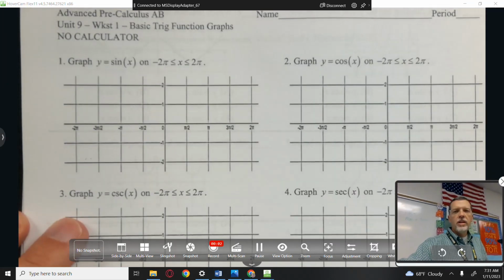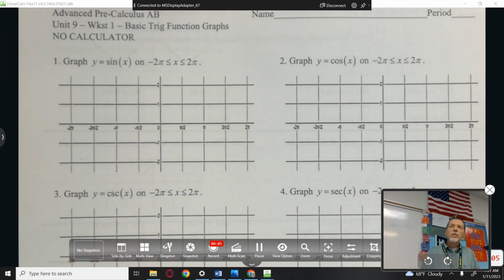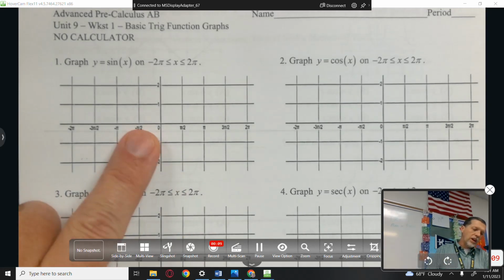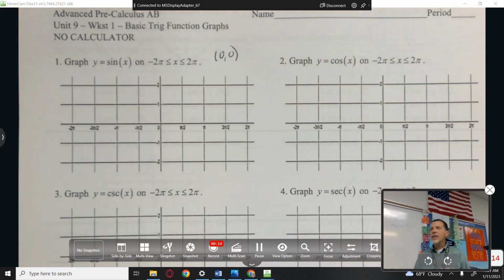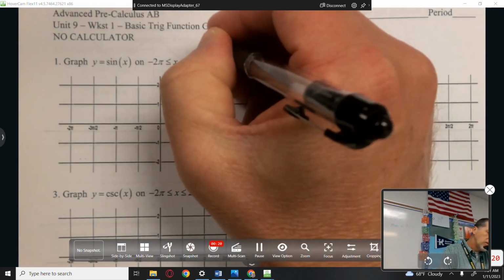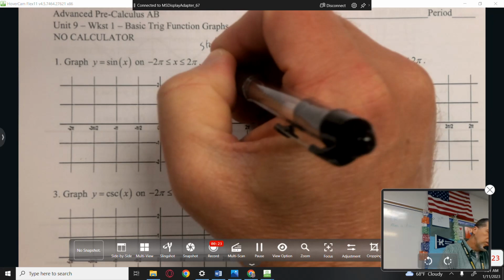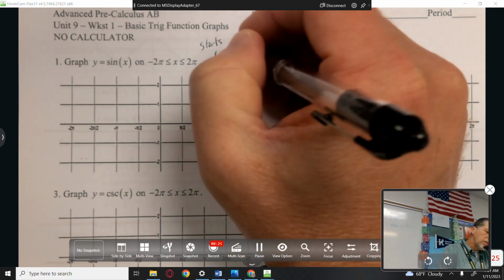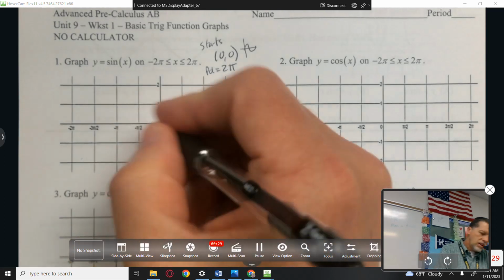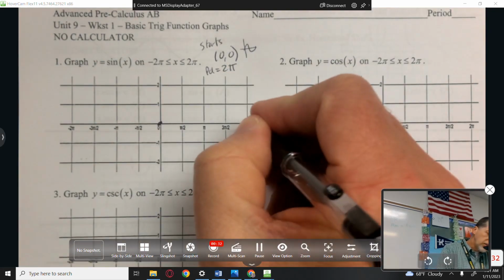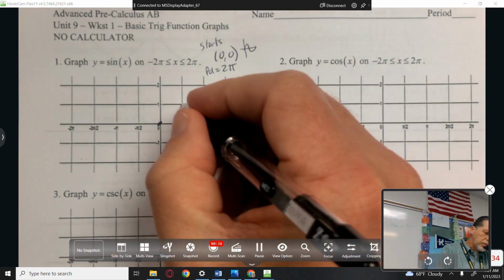Okay, so looking at number 1, again, all you're really doing is copying from the notes yesterday, but hopefully you get to the point where you could do this without looking at your notes. I know sine starts at 0, 0, right? Because the sine of 0 is 0. I don't want to go through the whole table of values, but at least I know it starts at 0, 0. I know the period is 2 pi, and I know the basic shape of the thing. So I kind of put all that together. Start at 0, 0, ends at 2 pi, and then I can piece it together from there.